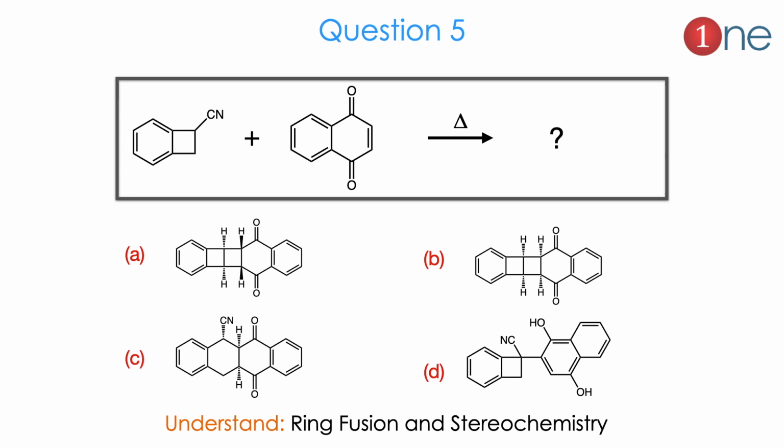Then the question number 5. The starting material is a benzene fused system with cyanide and a bicyclic system with ketone. Here they are using heat. They ask you to find the product. The products are a little bit confusing and crazy.